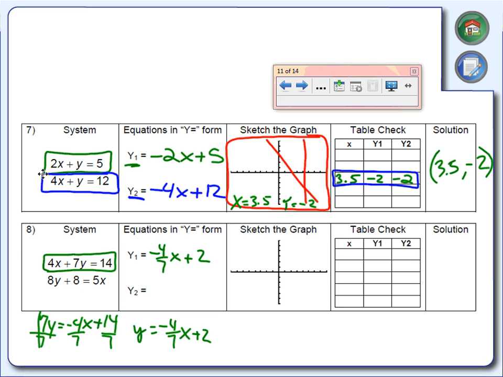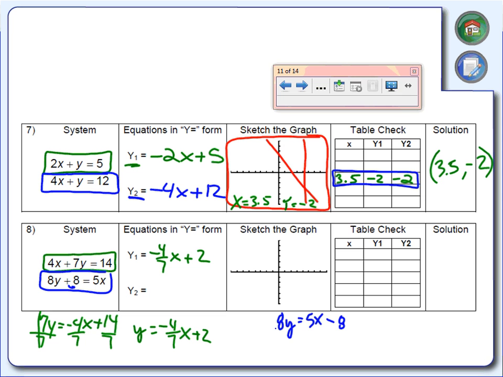But before we do that, let's take care of this one also. Let's take care of the 8y plus 8 equals 5x. All right, so here's what I'm going to do. I'm going to start by moving this 8 right here to the other side. And the way we do that is by subtracting. So now what I have is 8y is equal to 5x minus 8.